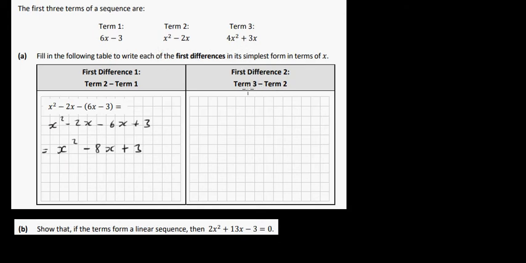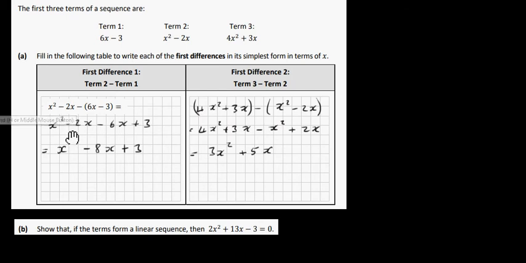Now these two terms, term 3 minus term 2. So term 3 is 4x squared plus 3x, and we've got to subtract x squared minus 2x, the second term, in other words. So let's do that. That's equal to 4x squared plus 3x minus x squared minus minus is plus 2x. So that will give me 4x squared minus x squared, that's 3x squared. And then we've got a plus 3x plus 2x, so that's plus 5x. Okay, so we've got two different looking differences here, if you like, but let's just read on and see what we have to do next.